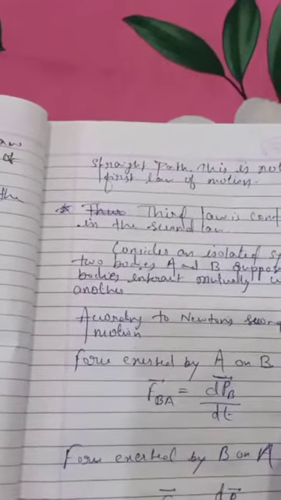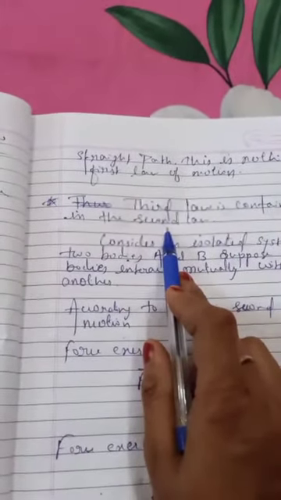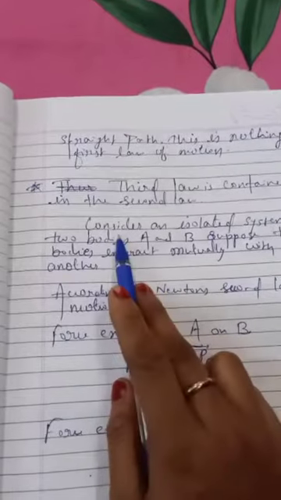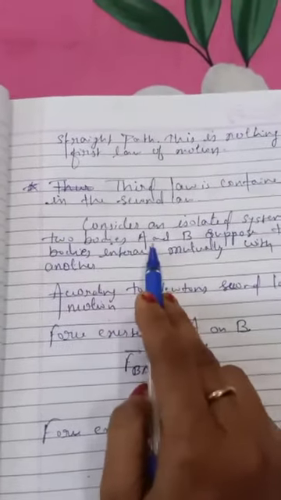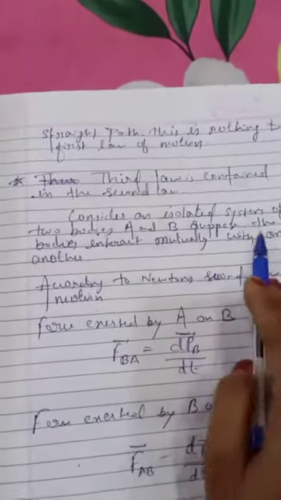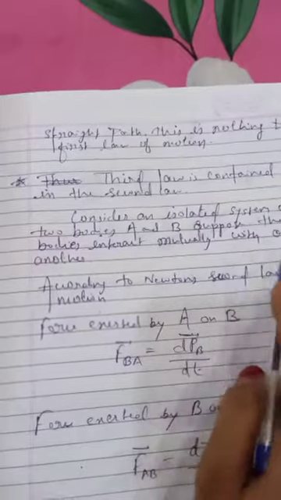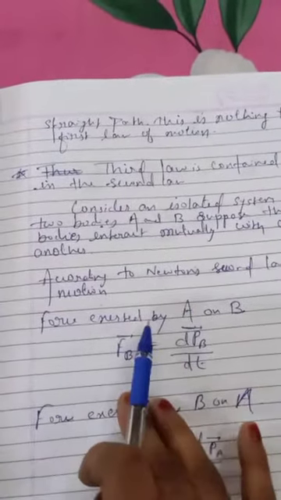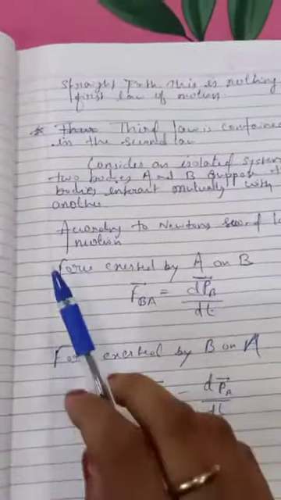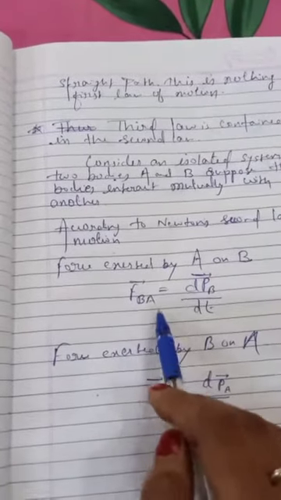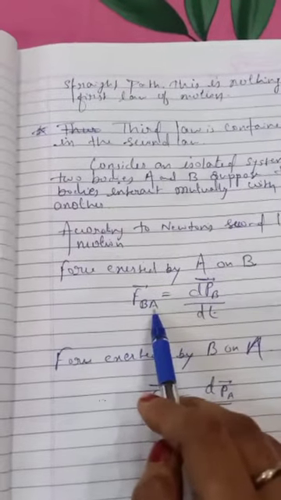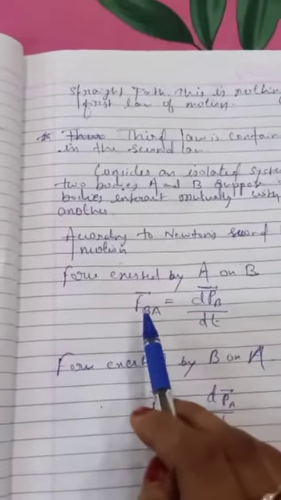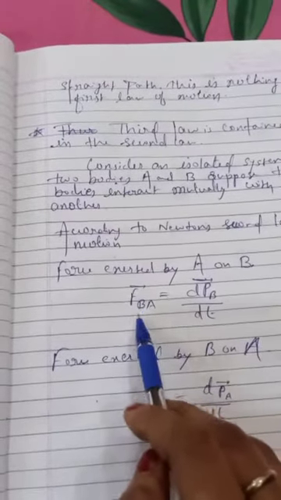Now in the second case we have to prove that the second law of motion contains the third law of motion. So again we will consider F is equal to ma. Here consider an isolated system of two bodies A and B. Suppose the two bodies A and B interact mutually with one another. According to Newton's second law, F is equal to ma and F is directly proportional to dp upon dt. When force is exerted by A on B, it is denoted by FBA. Force exerted by object A on B is FBA. If you write force exerted by B on A, you will write FAB.